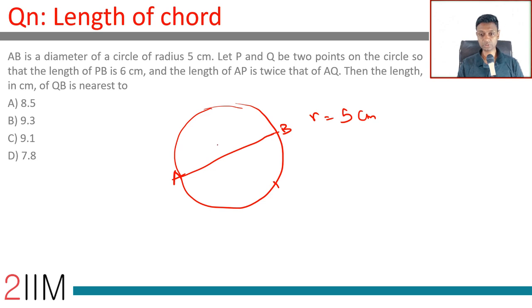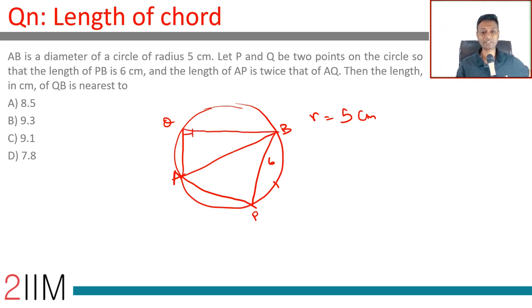PB, so this is 10. So let's say P is here. PB is 6. Length of AP is twice that of AQ. Wonderful. Then the length in centimeters of QB was a very simple question.